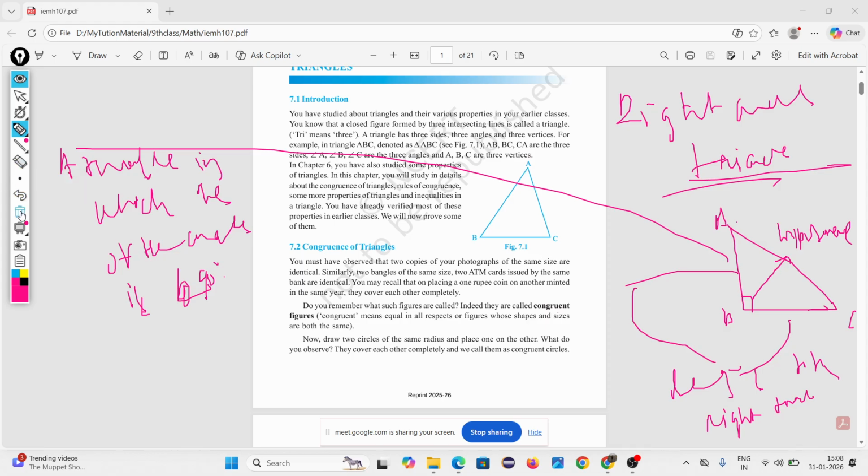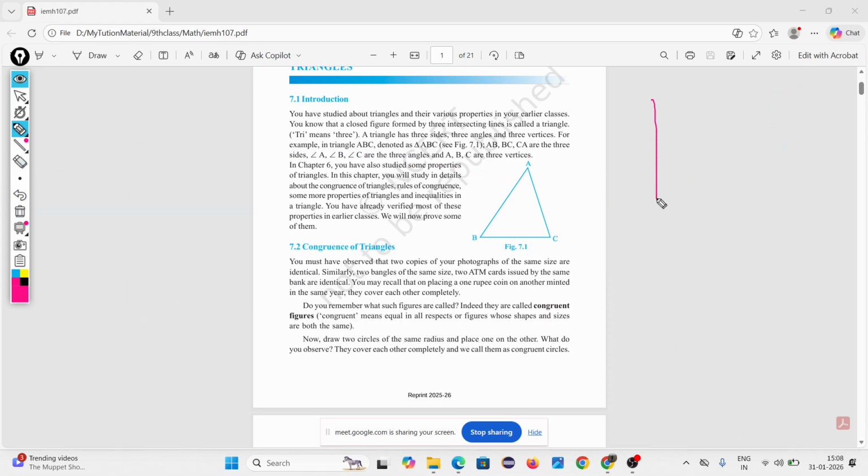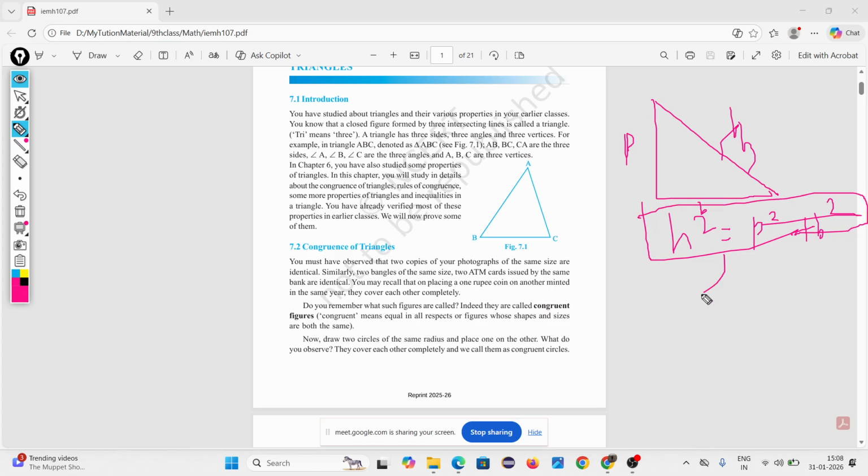No, you have to understand. In a right angle triangle, hypotenuse square is always equal to perpendicular square plus base square. It is called perpendicular, it is called base, it is called height. So this formula is called Pythagoras theorem, given by Pythagoras.